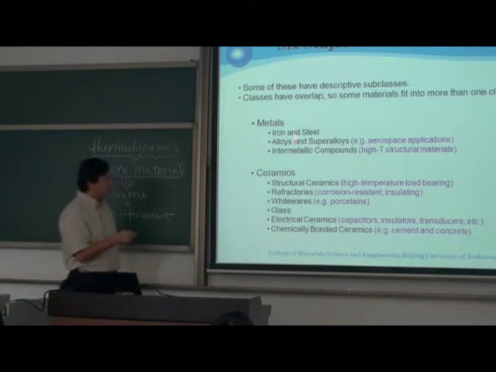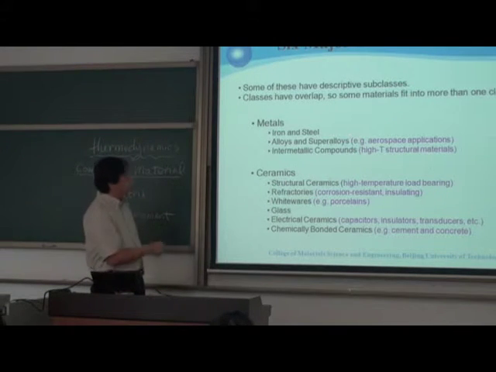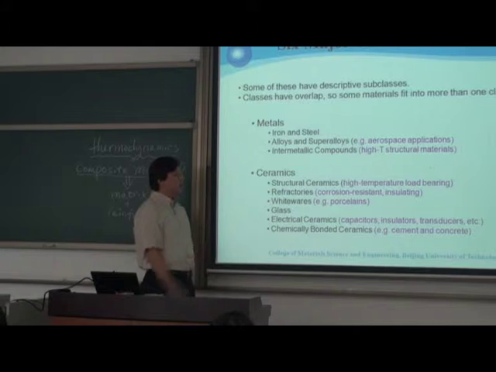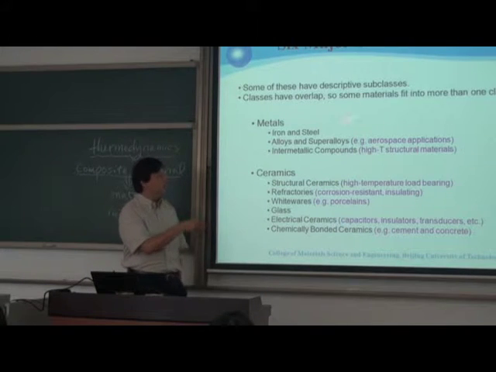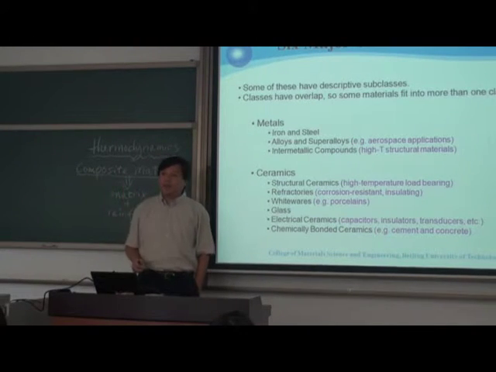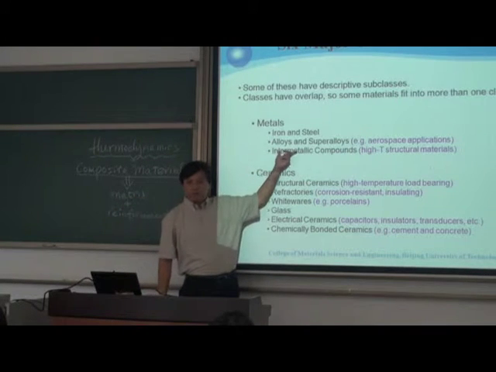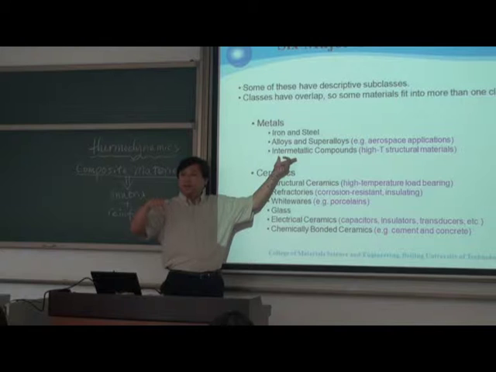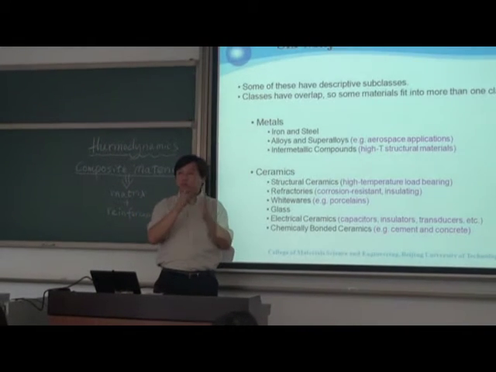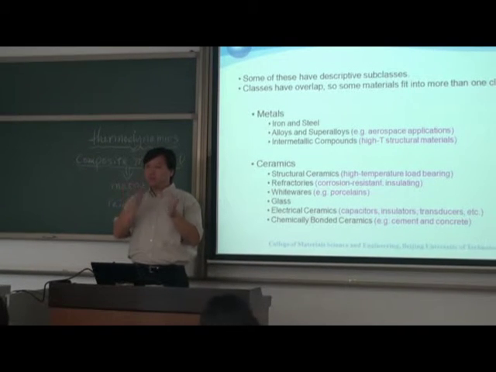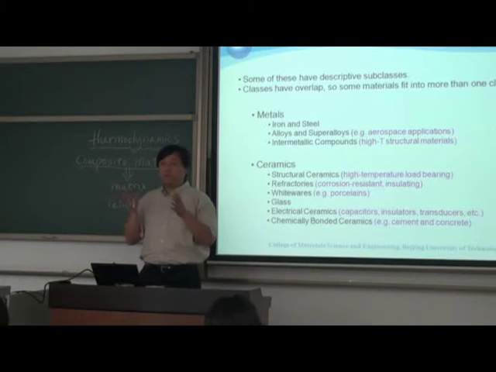For example, metals, ceramics. Then we have several examples. In metals, we have iron and steel, right? We do have alloys and superalloys. For example, those alloys are nickel-based alloys used in aerospace applications. When you add another element into one metal, it is called an alloy. An alloy is a mixture of 2 or more metals.